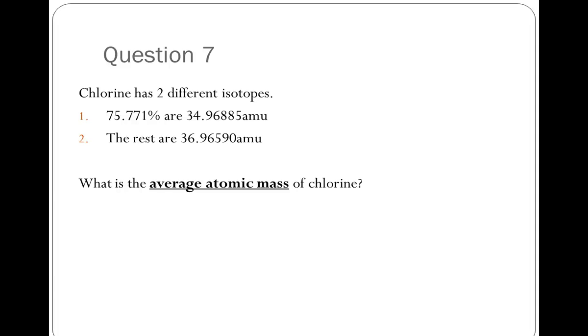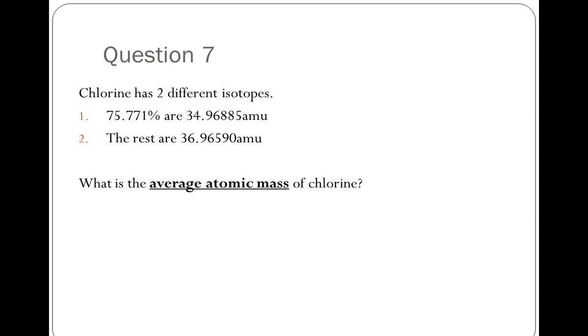Alright, let's continue with question 7 on ChemQuest 9, average atomic mass. Chlorine has two different isotopes, one being 75.771% or 34.96885 atomic mass units, and the rest are 36.96590 AMU. What is the average atomic mass of chlorine?